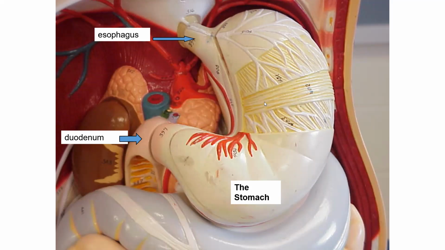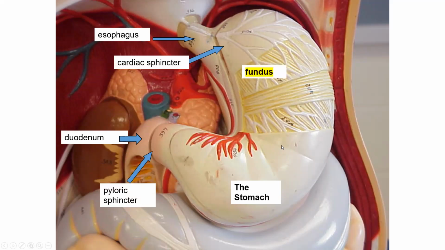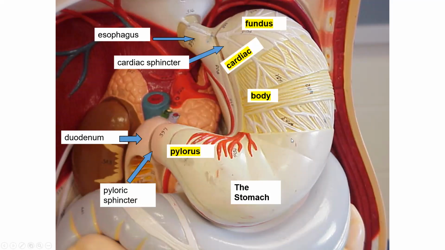So now there's the cardiac sphincter right there. This area up here is called the fundus. There's the pyloric sphincter at the other end. The fundus, where we park the carbs. The cardiac region, the body, and the pylorus region. We have what's known as a lesser curvature, the inside curve of the stomach, and the greater curvature, the outside curve of the stomach.